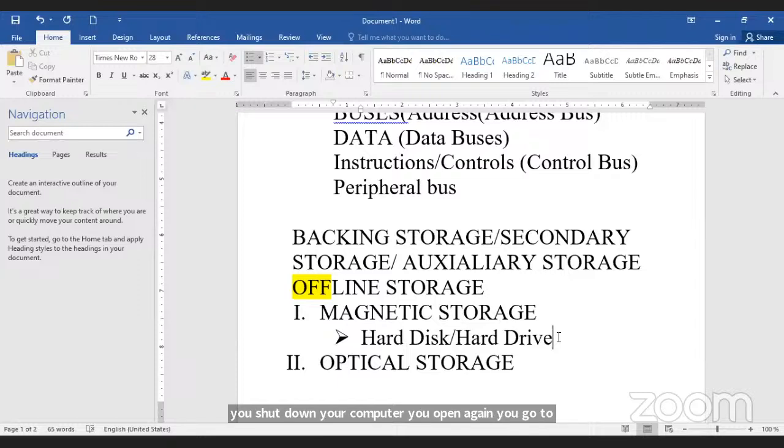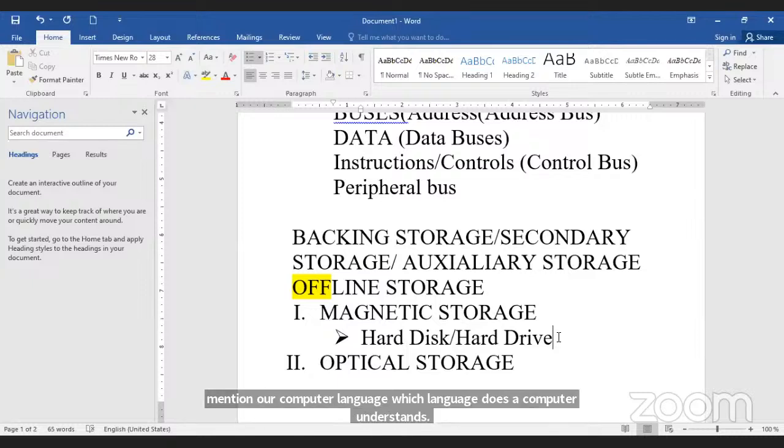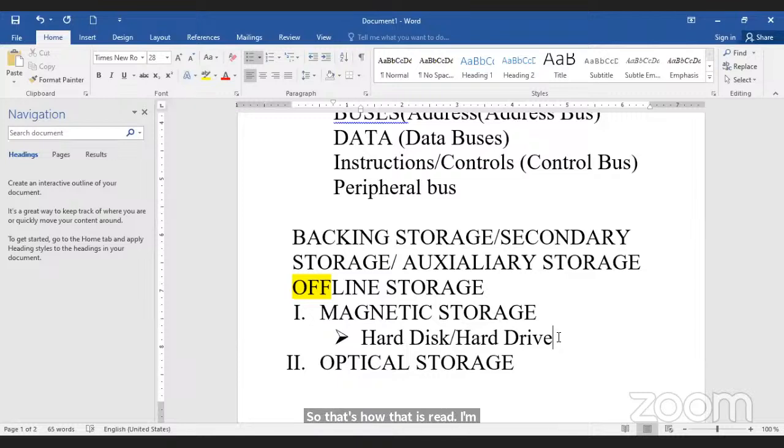When it comes to magnetism, these disks use magnetism technology so that when you are writing, it impacts the surface. And we shall mention computer language later, maybe at the end, which language a computer understands. So that's how data is read, and also how data is written in those hard disks.